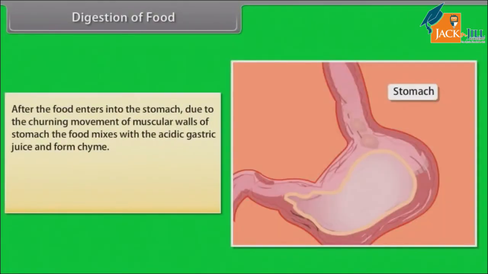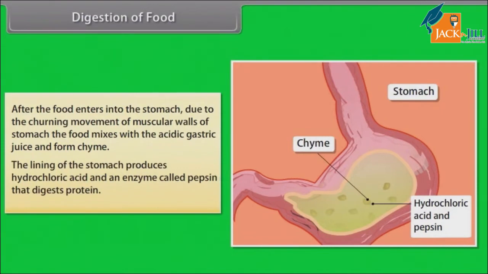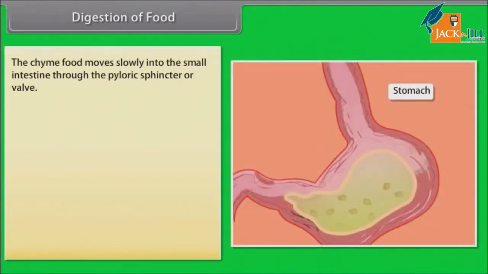After the food enters into the stomach, due to the churning movement of muscular walls of stomach, the food mixes with the acidic gastric juice and forms chyme. The lining of the stomach produces hydrochloric acid and an enzyme called pepsin that digests protein. The chyme food moves slowly into the small intestine through the pyloric sphincter or valve.